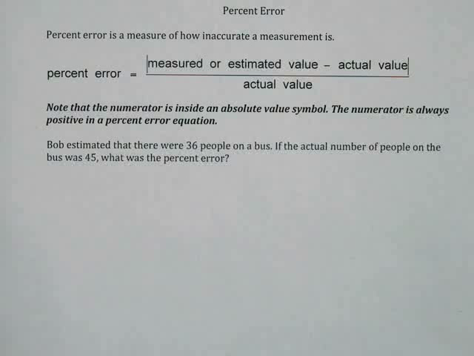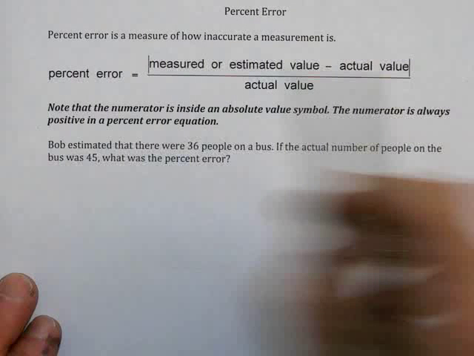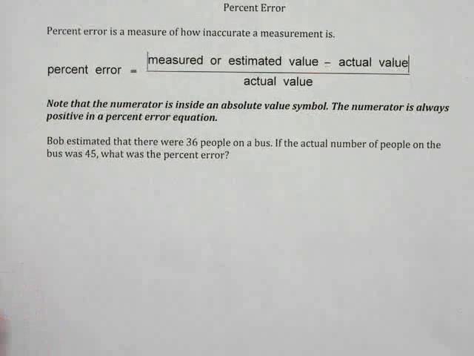All right, so the percent error equation equals the measured or estimated value minus the actual value, divided by the actual value. And I think that will make a lot more sense once I do this example. But there's a note here, as you can see, in bold and italicized. And what it says is, note that the numerator is inside an absolute value symbol. The numerator is always positive in a percent error equation. For those of you who don't remember, these vertical bars right here, those are what I'm talking about when I'm talking about an absolute value symbol.